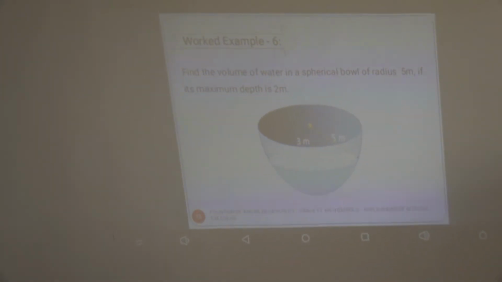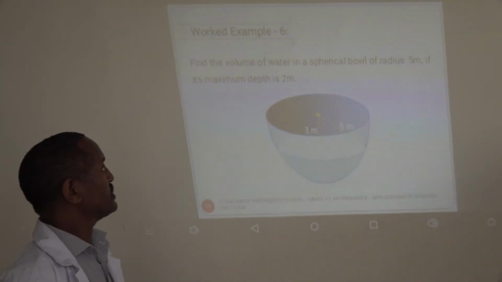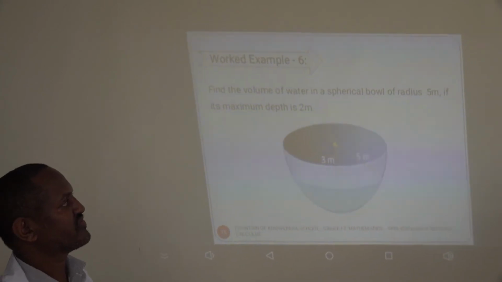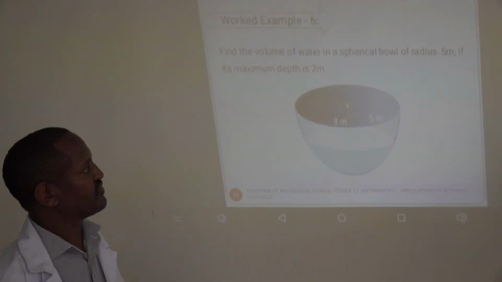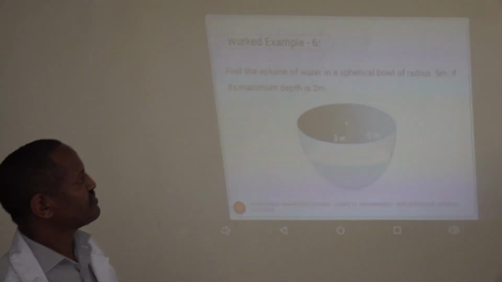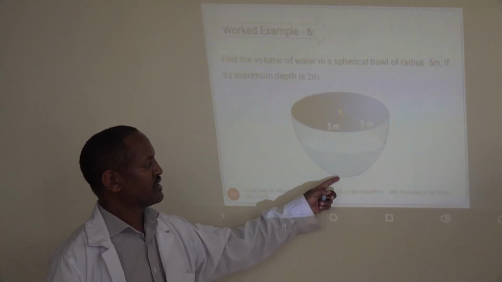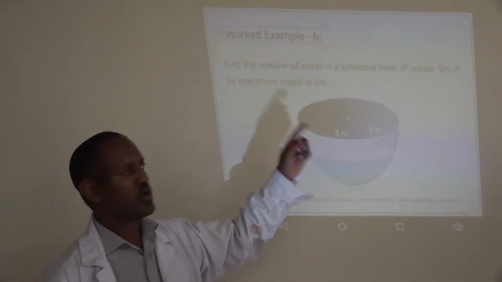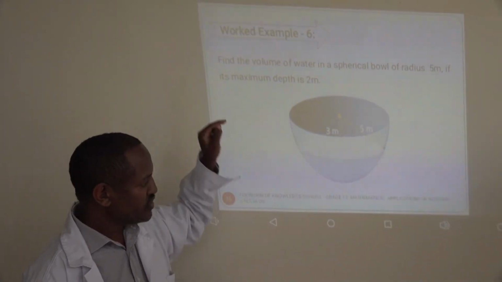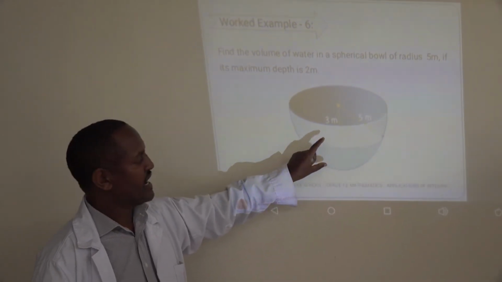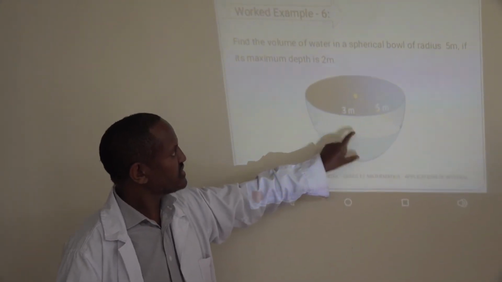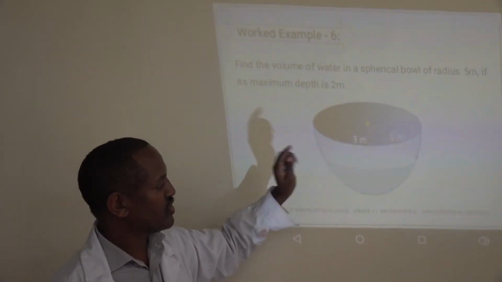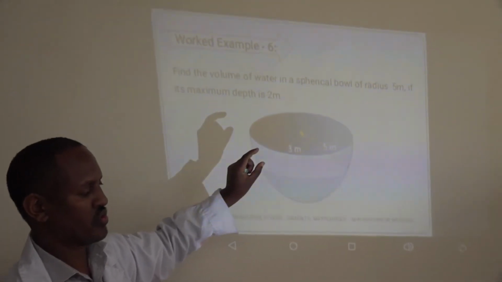Okay, let us pass to work the example 6. It says find the volume of water in a spherical bowl of radius 5 meter if its maximum depth is 2 meter. Here we have a spherical bowl of radius 5 meter, and within it there is water, and the maximum depth of the water is given to be 2 meter. Now the question is find the volume of the water within this bowl.